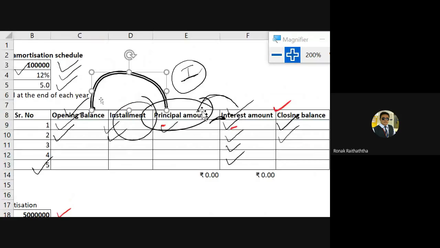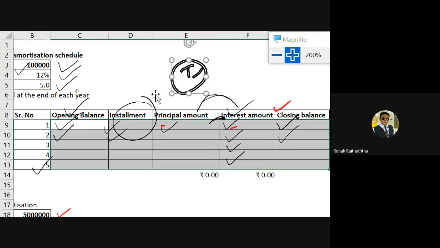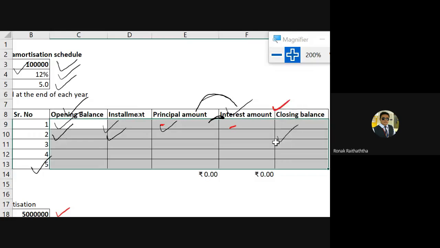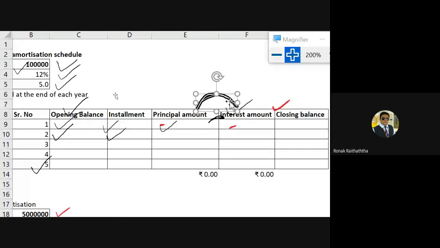Till now, has everyone got this? Whatever I have said, just give me a confirmation through the chat box or by unmuting yourself so that I can move ahead further with the calculation. Yes, sir. Good.